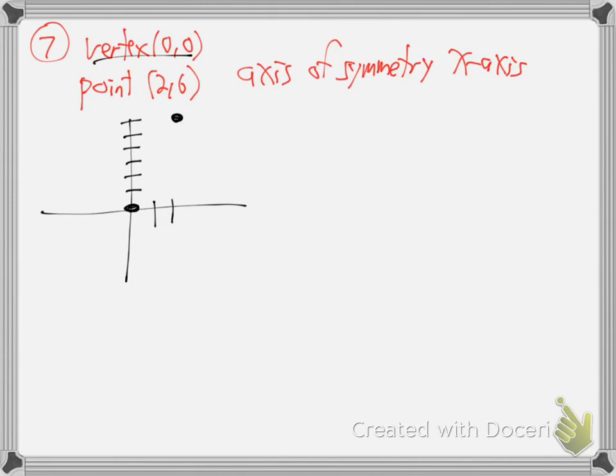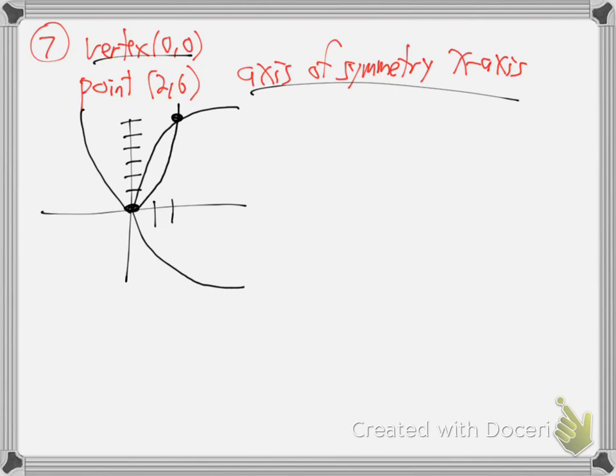Okay, so what does that mean? Well, actually, it could go two ways right now. I haven't looked at this yet. But it could go up, like that, or it could go right, like that. How do you know? See, both of them hit the point 2, 6, don't they?